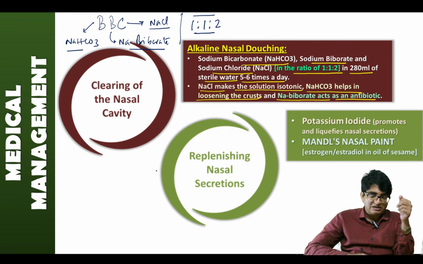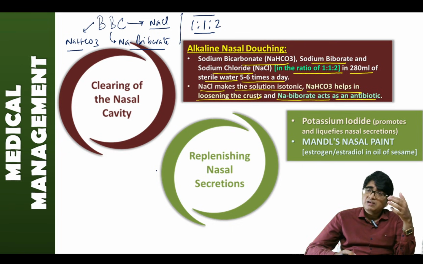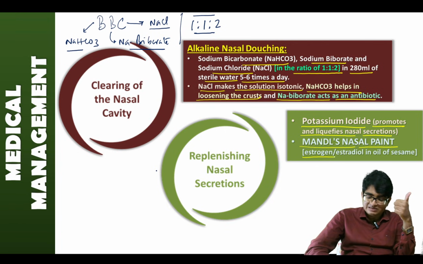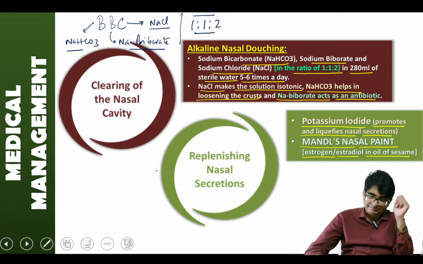Correct? Done. Coming to the next target, we are going to replenish the nasal secretions to decrease the dry nose. Correct? How to increase the nasal secretion? We may use potassium iodide that will promote and liquefy the nasal secretions. We may use Mendel's nasal paint that is having estrogen or estradiol in oil of sesame, which is also promoting the nasal secretions. Correct? Okay, done. So alkaline nasal douching, potassium iodide, and Mendel's nasal paint. These are helpful. Okay, next.